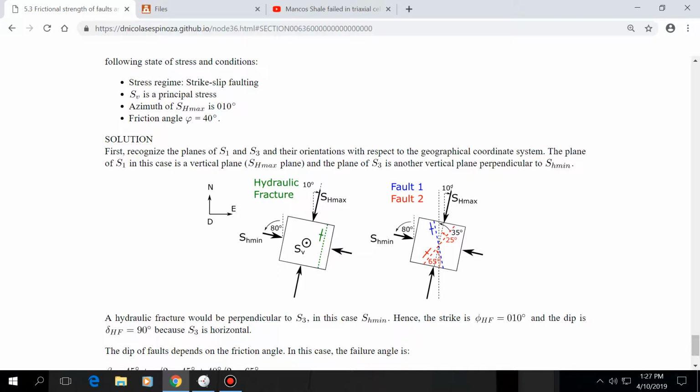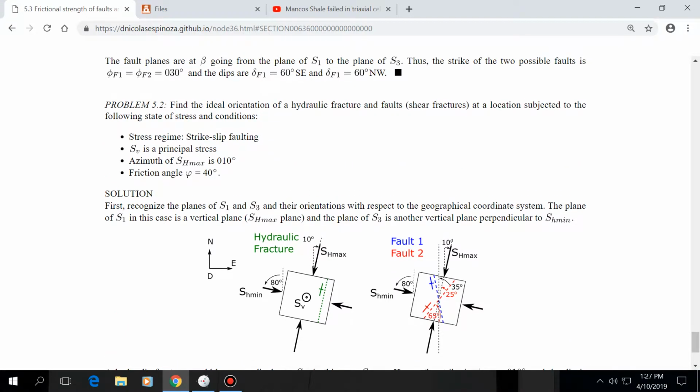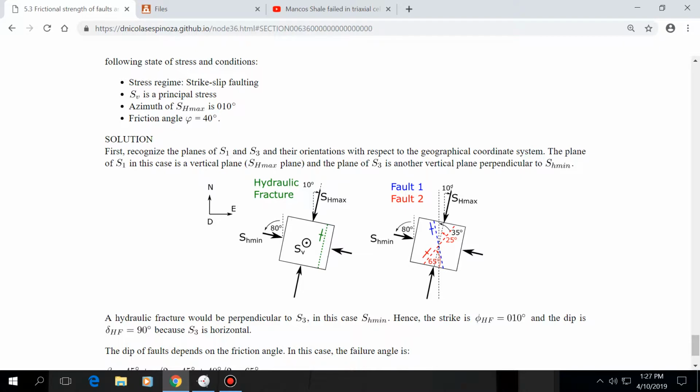All right, so how do you solve this problem? This is the problem of ideal orientation of fractures, hydraulic fractures and shear fractures or faults. You know what the state of stress is. So the first thing that you do is you draw that. Whenever some of your horizontal stresses do not line up with the north or the east, I would recommend that you make a top view plot, because drawing this in 3 dimensions is going to be extremely difficult, okay?